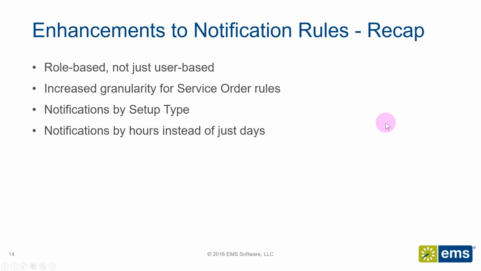So to recap notification rules, basically what we're saying is that the role-based system of notifications allows granularization of service orders and booking level rules by setup type. They also allow you to use resources, categories, and states to define whether or not a notification is getting fired. And we also offer the ability now to send out notifications in hour increments instead of just days. That's a great feature set for those of you who need your catering teams to be notified within a certain time frame before the meeting and not just days before the meeting.